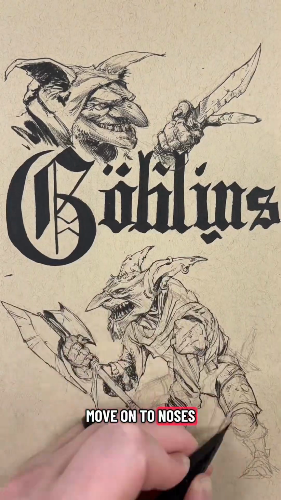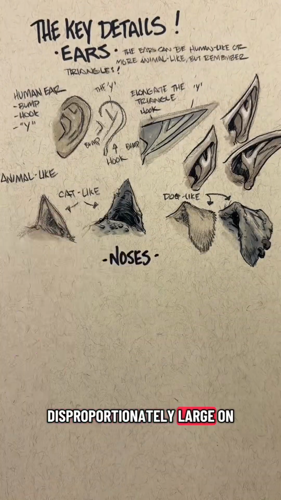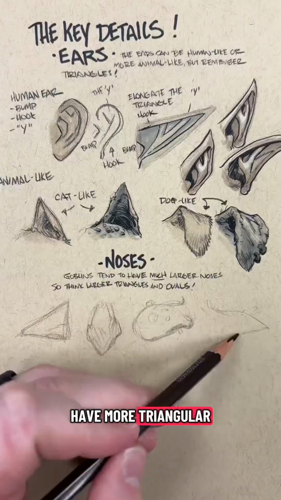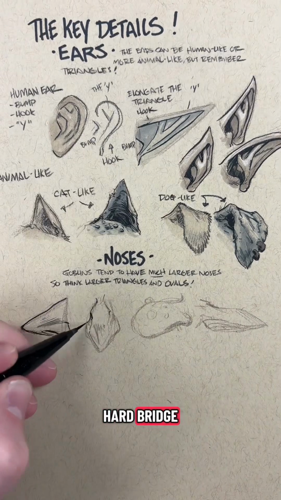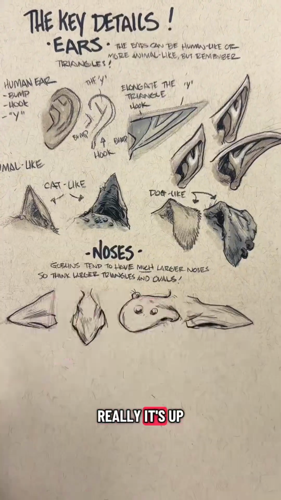Now let's move on to noses, because these are also pretty important. Noses are always disproportionately large on a goblin's face, but you can change up your shape, whether you want more triangular, a really hard bridge, a really long portion of cartilage, or more ovular. Really, it's up to you.